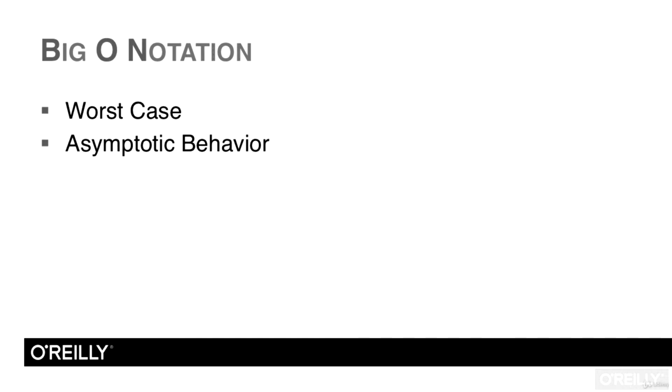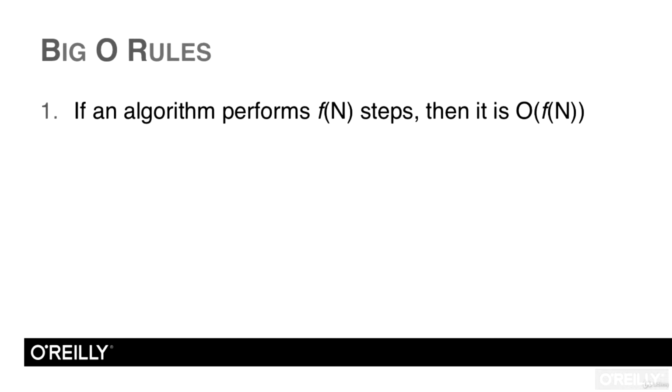So how do you figure out an algorithm's big O notation? You can do that by following 5 rules. First, if an algorithm performs f of n steps for some mathematical function f, then the algorithm has order f of n performance. It's written like this: big O, paren, the function, close paren. It's usually pronounced order f of n.